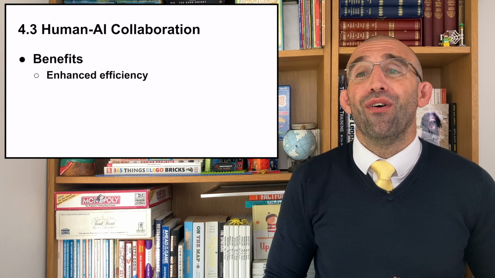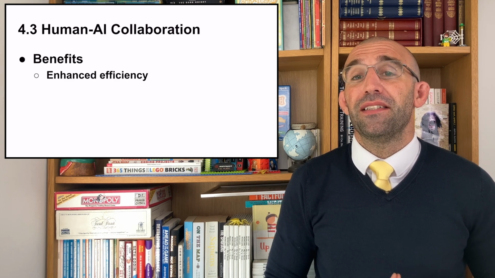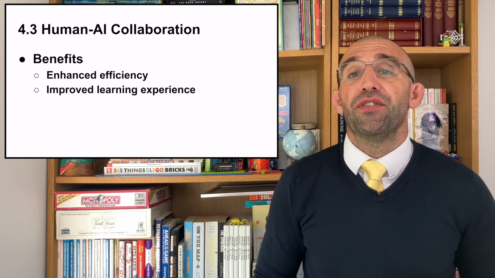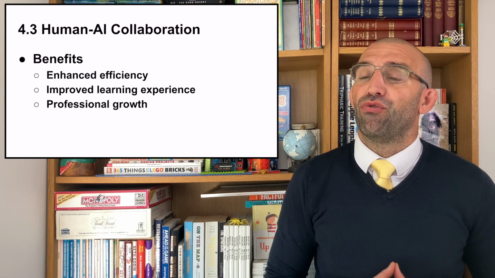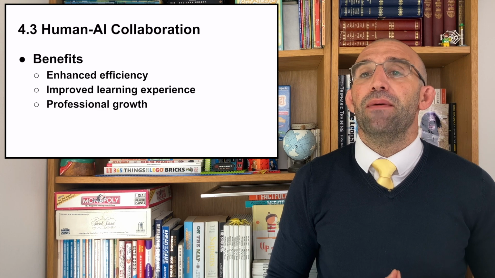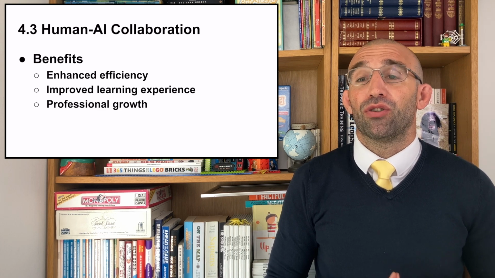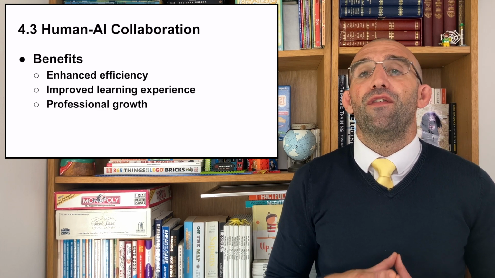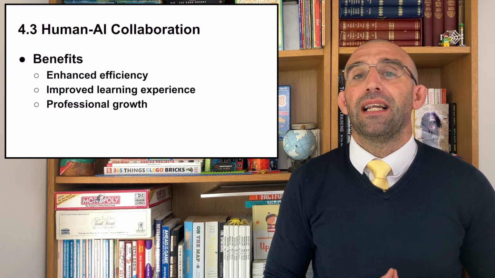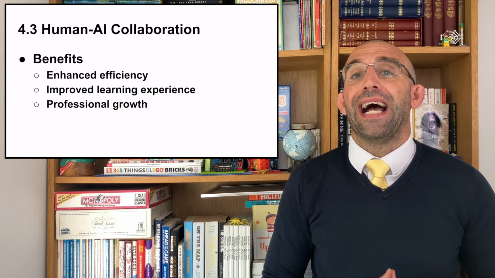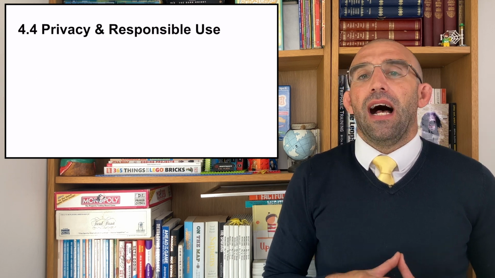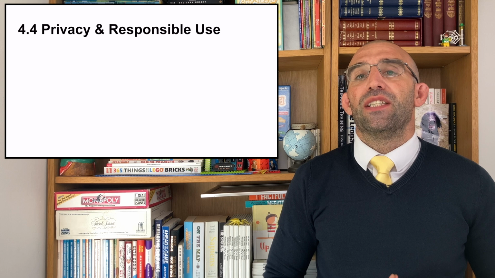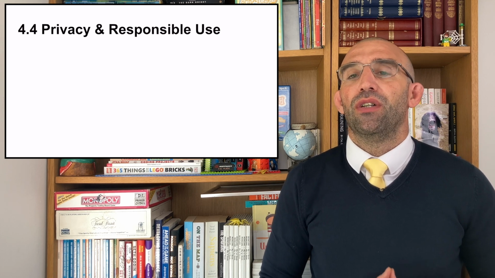The benefits of this are enhanced efficiencies. Teachers can achieve more and focus on what they do best. Improved learning experience: students receive more personalised attention and resources. Professional growth: teachers can engage in more complex and rewarding pedagogical activities. The future classroom is likely one where humans and AI work hand in hand, each bringing their unique strengths to the learning environment. As we conclude this beginner guide, it's vital to loop back to the ethical considerations.